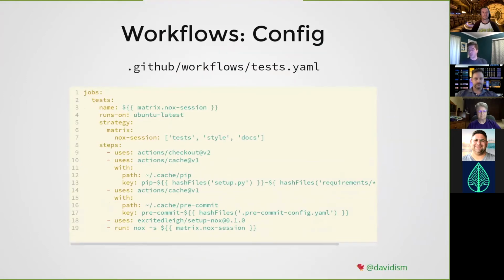So we're going to define one job called tests that runs a few steps. Just like Nox, jobs can run across multiple environments by defining a matrix. Here we're defining the different Nox sessions that we're going to run against. And each session will check out the code, load pip requirements from cache so it goes faster, set up Nox correctly, and then run the specific Nox session. So we're running each Nox session in its own job so that tests run in parallel.